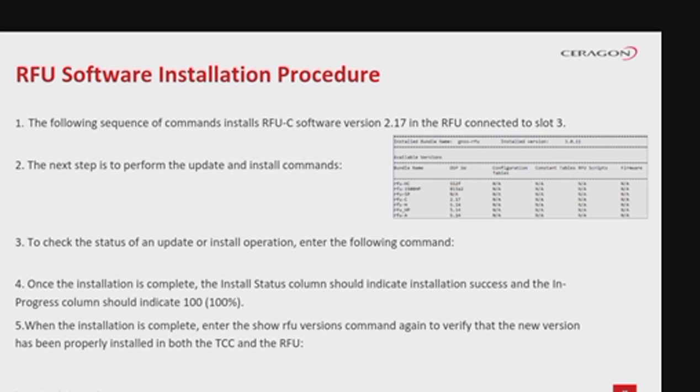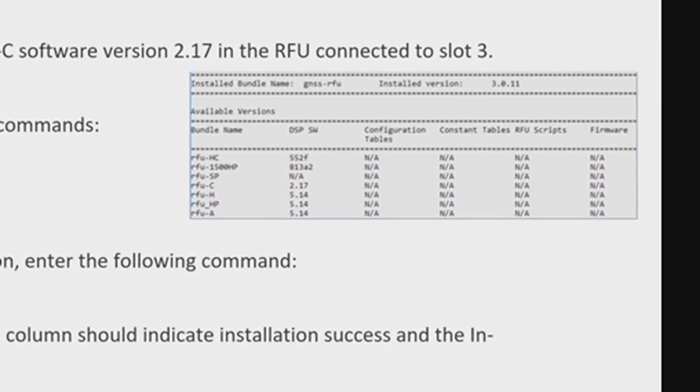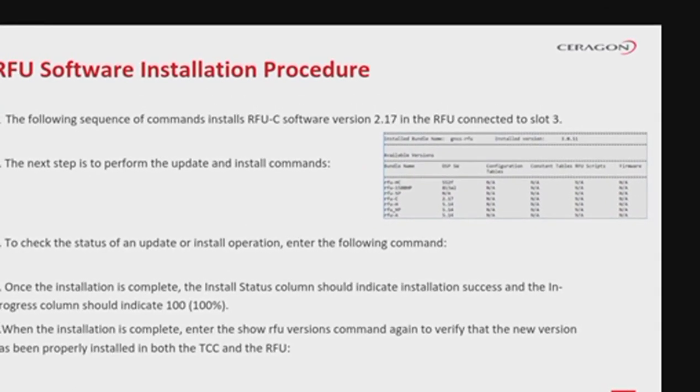2. Then, you can proceed to update the software version. The following sequence of commands installs the RFU-C software version 2.13 in the RFU connected to slot 3. First command is Platform, Software, Update, RFU, Version, Slot 3, Radio Port 1. Second command is Platform, Software, Install, RFU Version, Slot 3, Radio Port 1.